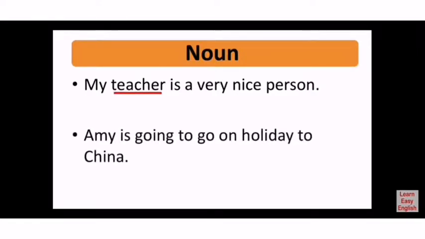Amy is going to go on holiday to China. There are two nouns in this sentence. The first noun is Amy because it's a person's name. The second noun is China because it is the name of a place.